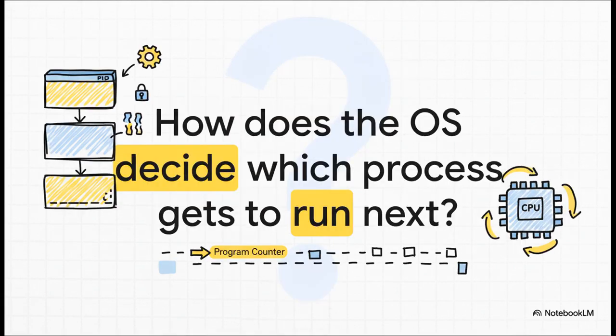And that brings us to our final big question. We know the OS can switch between all these processes, but with so many of them demanding attention, how does it decide which one gets to run next and for how long? Well, my friends, that is the art and science of process scheduling, and it's a topic for our next explainer.